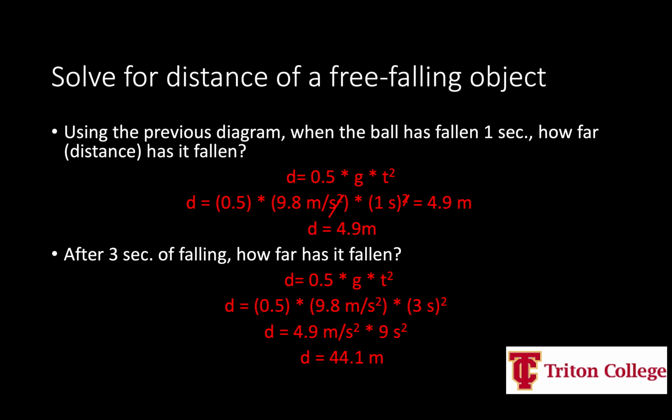All right, so if we use the previous diagram, that leaning tower, when the ball has fallen 1 second, how far? When I say how far, you understand that I'm talking about distance. How far has it fallen? So again, this is my equation. I always start with the equation. D equals 0.5 times acceleration of gravity times the time squared. You have to memorize this. All right, guys? That's another one you have to memorize.